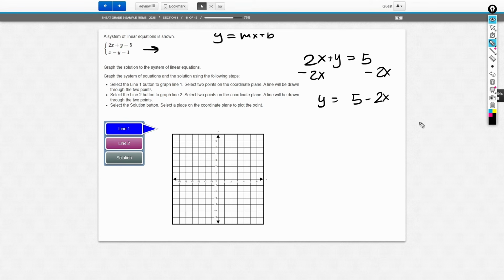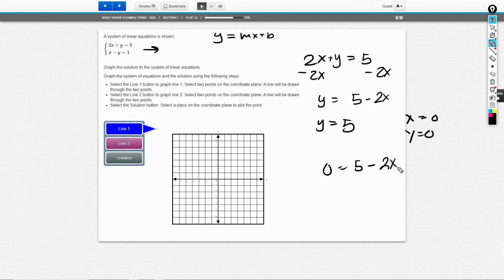So if I say x is equal to 0, that means that y is equal to 5, sorry, because 2 times 0, negative 2 times 0 is 0, and then you're just left with 5. And then let's just make y equal to 0. So 0 is equal to 5 minus 2x, and then maybe that's not so good of a choice, actually, because then we have a decimal.